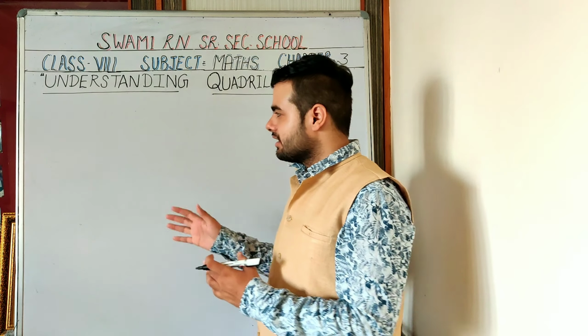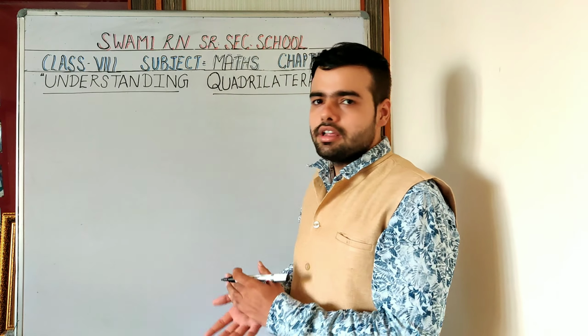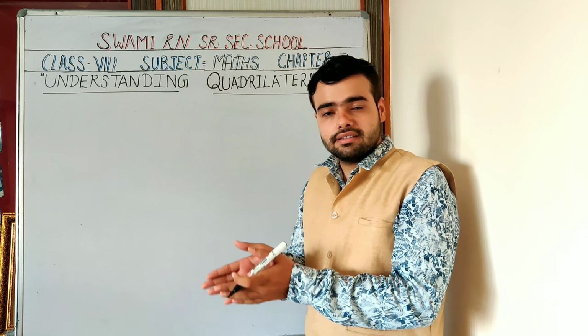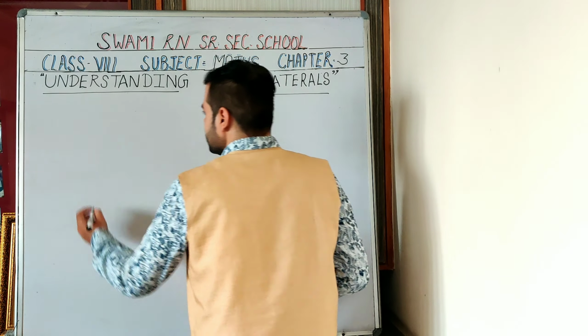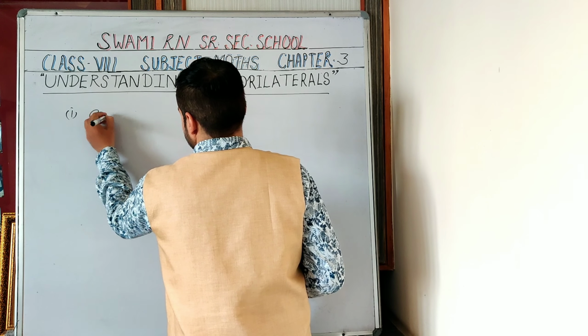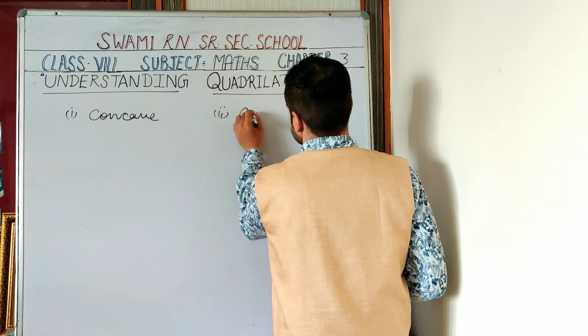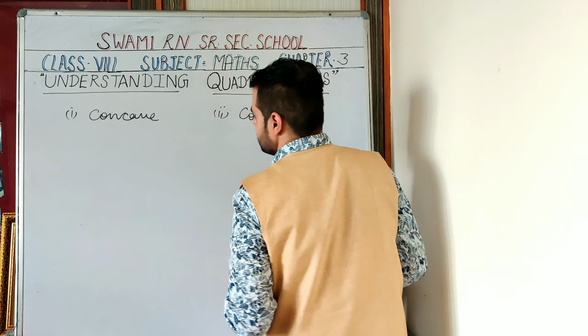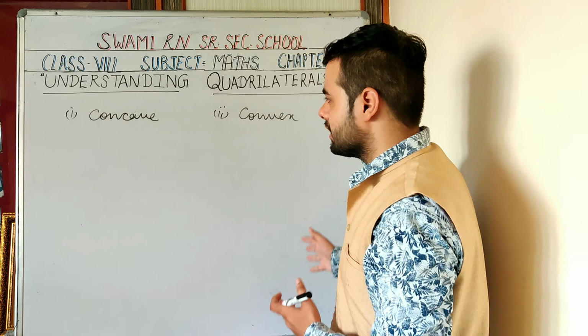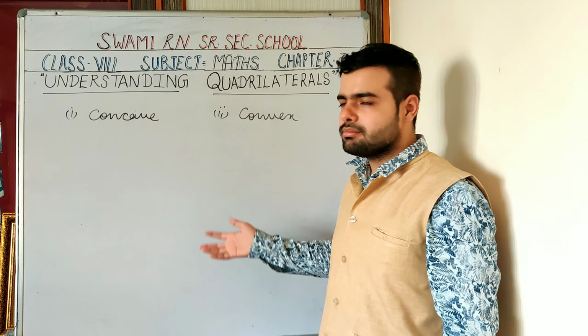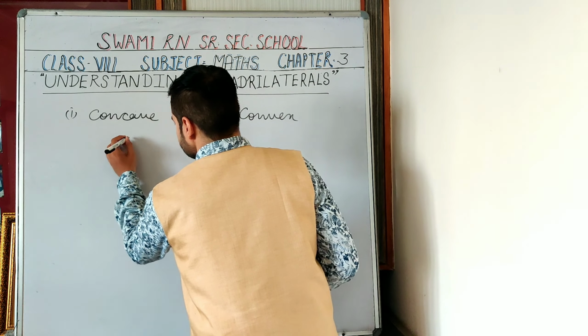Okay students, now we will discuss polygons on the basis of diagonals. How many types do they have? The first one is concave and the second one is convex. Now, what are concave and convex? Let me help you understand them with some examples. You can see this.